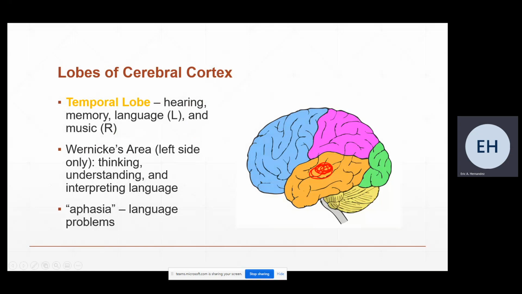Wernicke's area is responsible for our ability to think and understand and interpret language. So if we ever have an injury to Wernicke's area, or we lose oxygen supply to Wernicke's area, we could experience Wernicke's aphasia, which would affect our ability to understand language. So, we would be able to hear, but we would not be able to interpret that language. So it's a problem that some people experience when they have injuries to Wernicke's area.